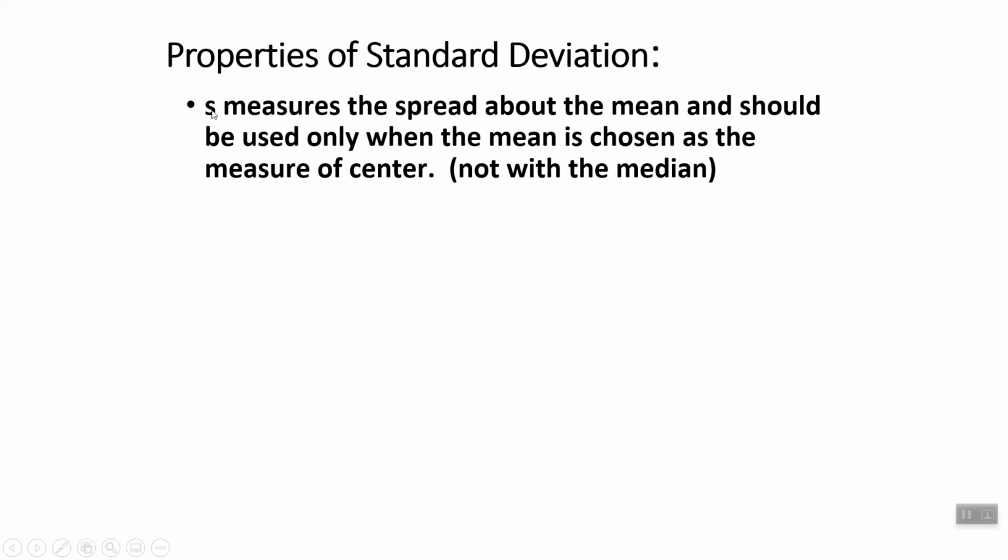All right, so our properties here. So first up, S, remember S is sample standard deviation, measures the spread about the mean and should be used only when the mean is chosen as the measure of center. So if we're working with a box plot and we're using median as our measure of center, then we're not using standard deviation. Standard deviation is only when we are using the mean. So I'm going to go ahead and underline that, only with the mean.